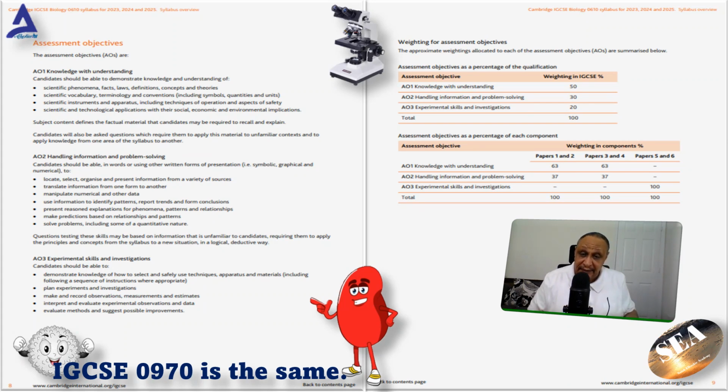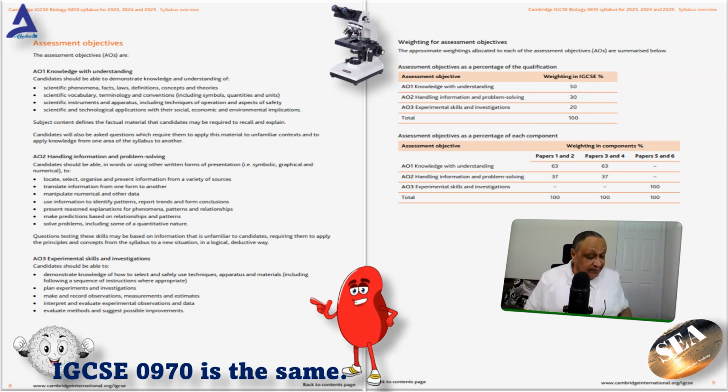Assessment objective 2, handling information and problem solving, is 37%. That means 37% of the questions in paper 1 and 2 and paper 3 and 4 are questions that need some sort of manipulation, where you have to move around the bush in order to come to a good conclusion and a good answer.